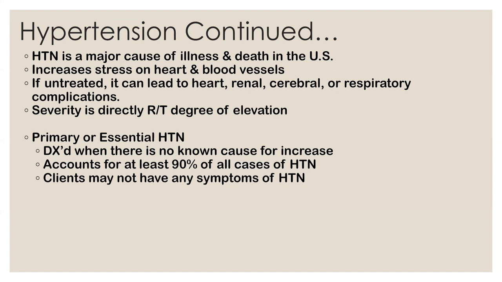So there's primary or essential hypertension. So there's no single cause that's identified, but it's a combination: family history, age, race, obesity, diet, heavy alcohol consumption, smoking history, high cholesterol levels, and stress. All of these can contribute to the development of essential hypertension, right? Primary or essential hypertension is diagnosed when there's no known cause for the increase, but it could be a variety of those problems.